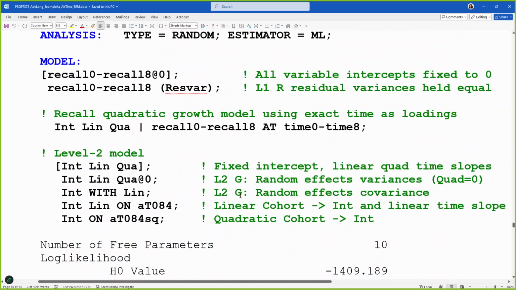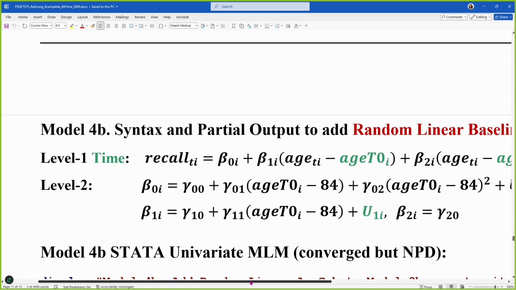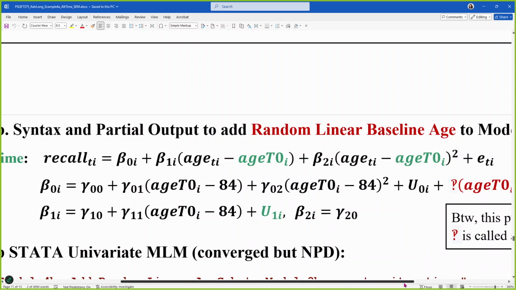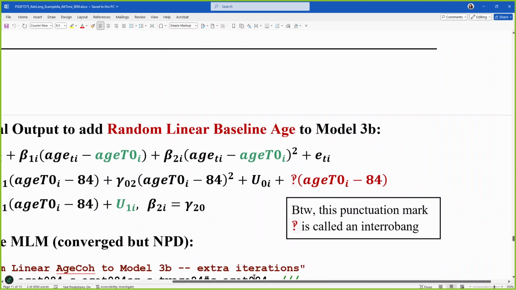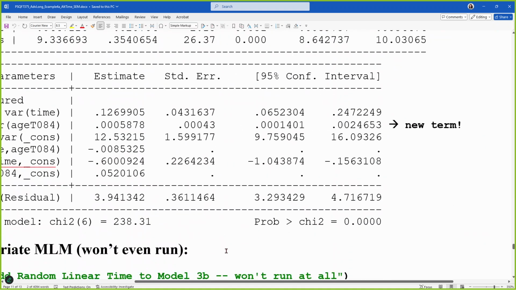Okay, I think that's the last one. No, it's not. This is the interrobang one, where we added a random slope for the level 2 predictor. And Stata was like, maybe?